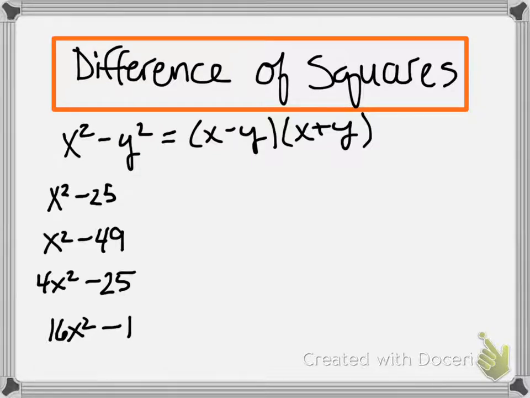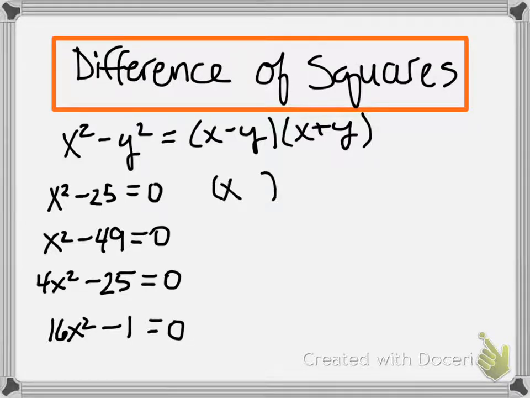A difference of squares is just a special case of quadratics where you have two perfect square quantities separated by a subtraction sign. And it always factors to the same pattern when this is the case. Note this does not work when it's a plus sign between the square quantities. Both quantities need to be perfect squares. In other words, if you take the square root of 25, you get 5, a whole number. If you take the square root of 49, you get 7, a whole number. That's a perfect square.